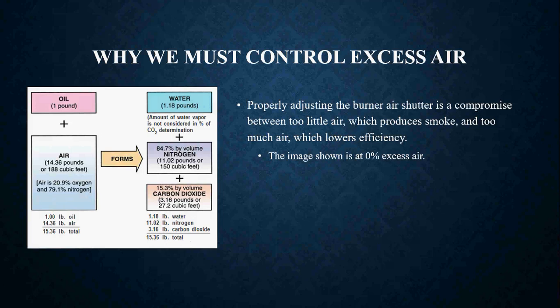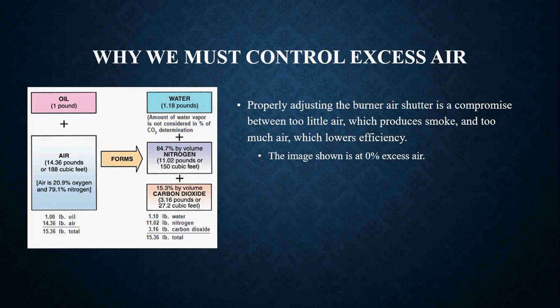So we know that we have to have a fuel and an air mixture. So, okay, per 1 pound of oil, plus air, which we know is about 14.36 pounds, and air is made up of 20.9% oxygen and 79.1% nitrogen. When we take those two together, we're adding that stuff together. We're coming up with about 15.36 pounds of a product that we need to burn.